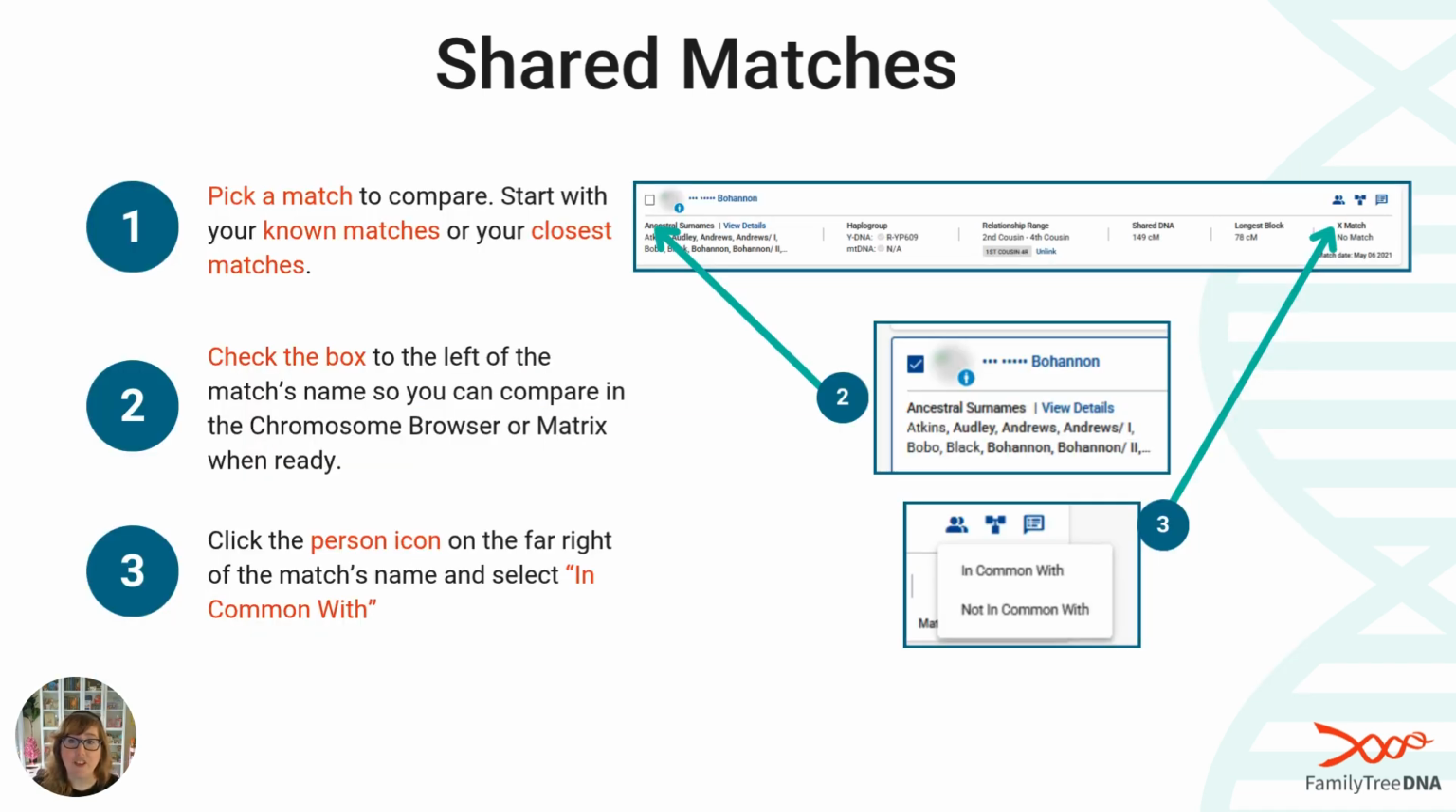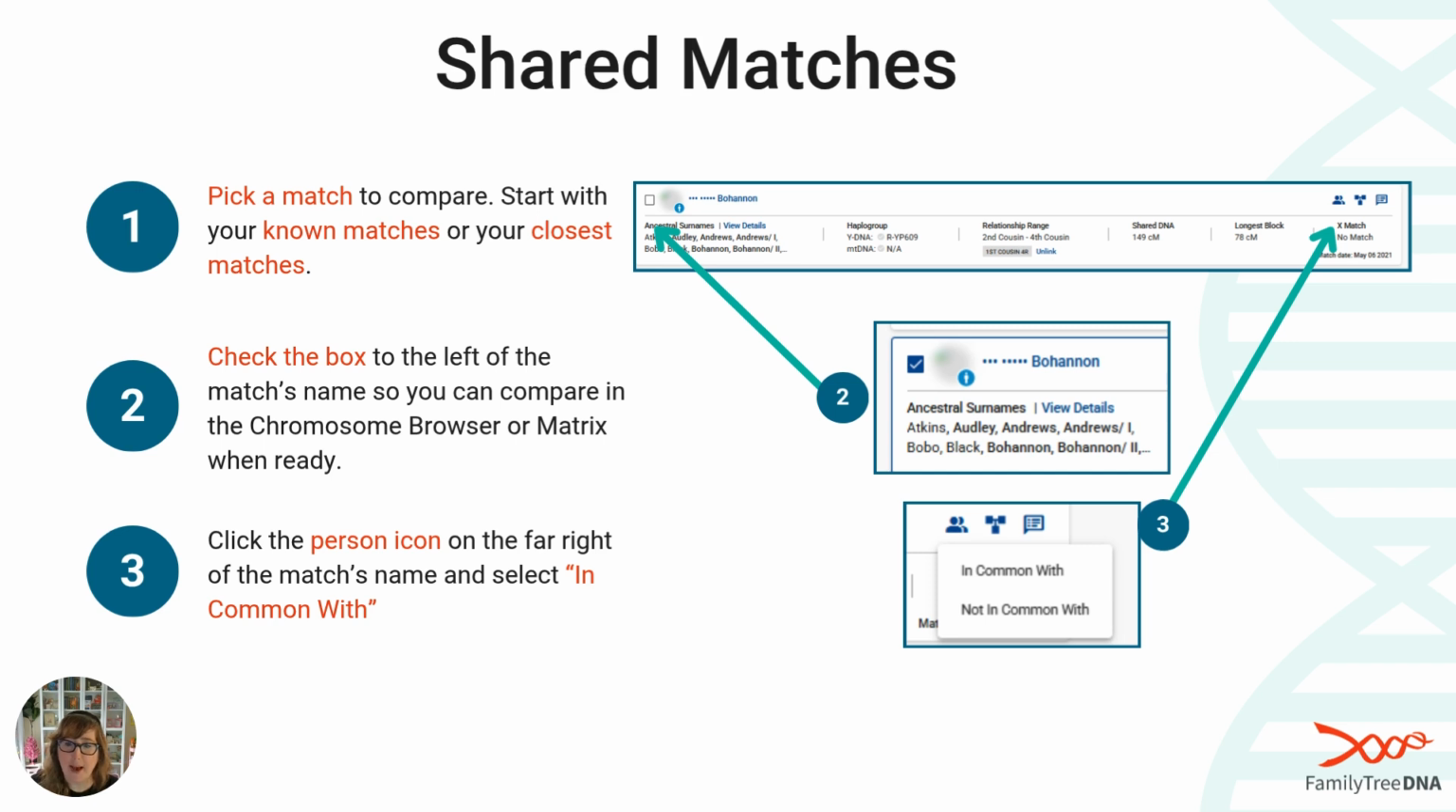Grab a match from your list that you want to investigate. If there are known matches that you've linked on your tree, or you at least know who your common ancestor with them is, start with one of those. If you don't have any of those, or once you've run out of them, then start with the closest unknown match, and then the next closest, and so on. Check the box to the left of that match's name. This is going to save them for comparison in either the Matrix or the Chromosome Browser, and that's a couple of steps from now, so you're just saving them right now. We'll get to what to do in the Matrix and the Chromosome Browser in a few slides.